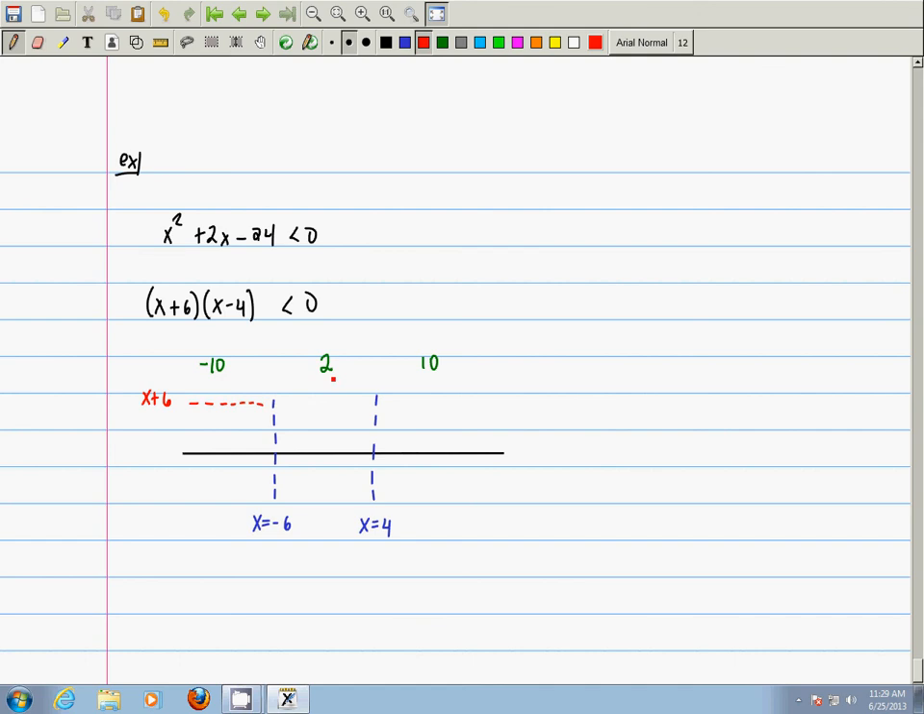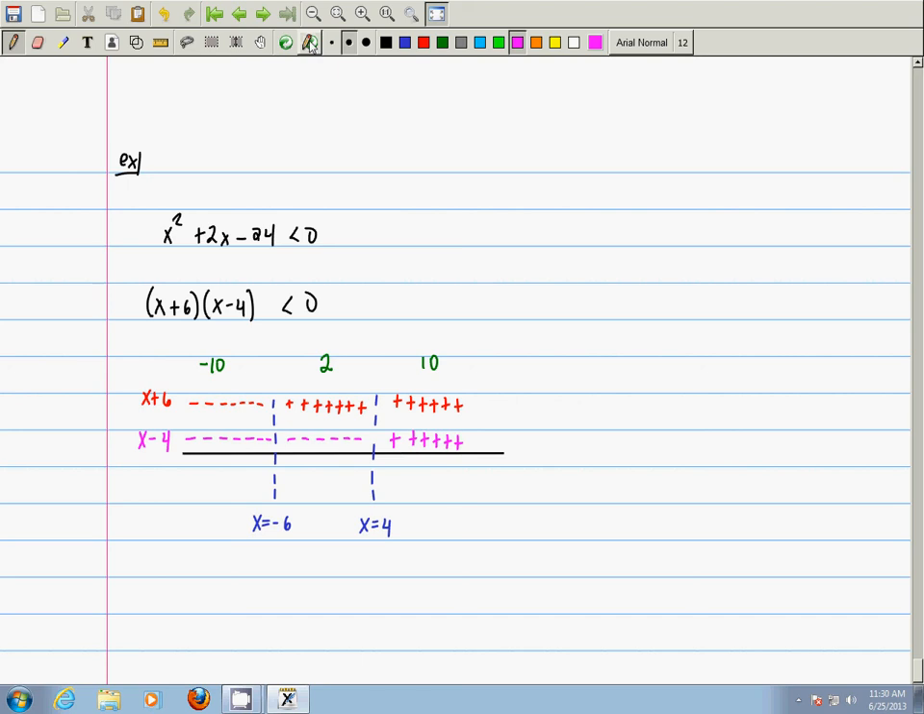If you plug 2 into x plus 6, you get something positive. If you plug in 10, you get something positive. Now let's do the other term, x minus 4. If you plug in negative 10, you get something negative. If you plug in 2, you get something negative. If you plug in 10, you get something positive.